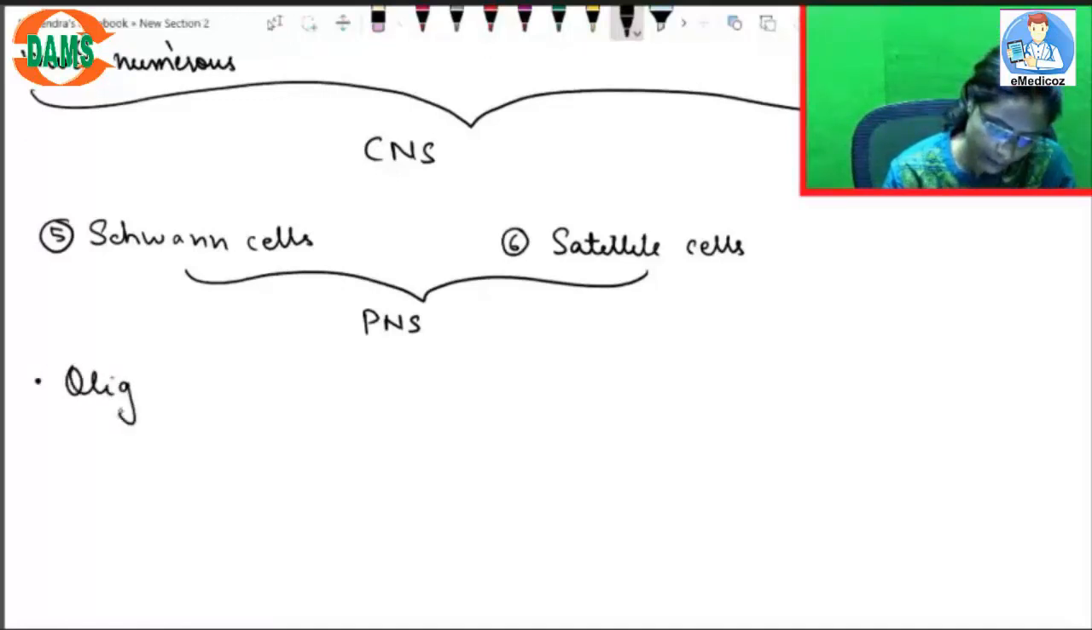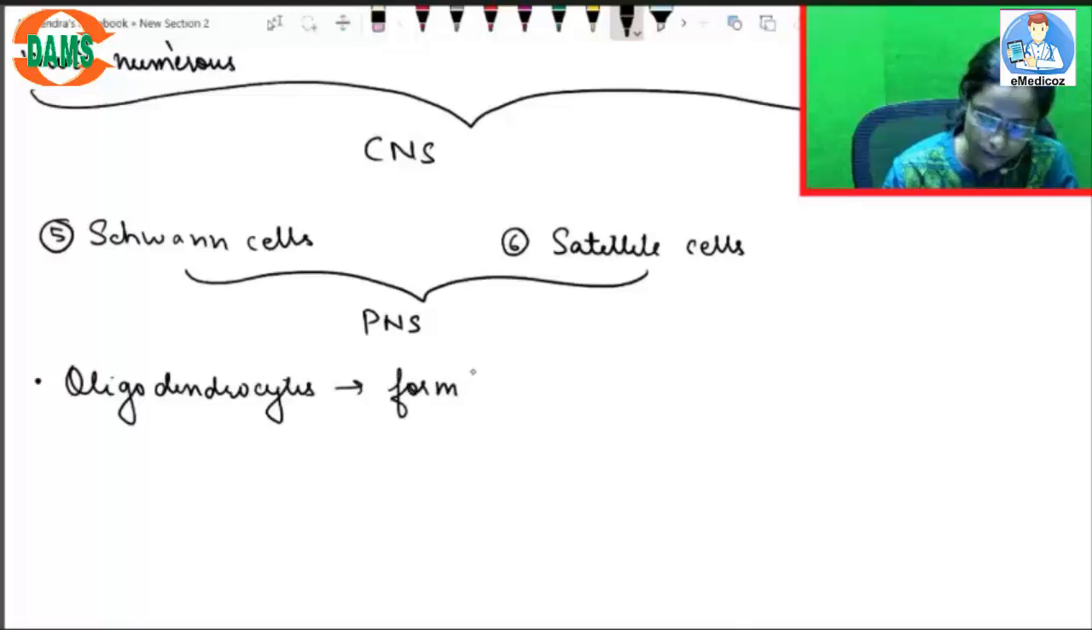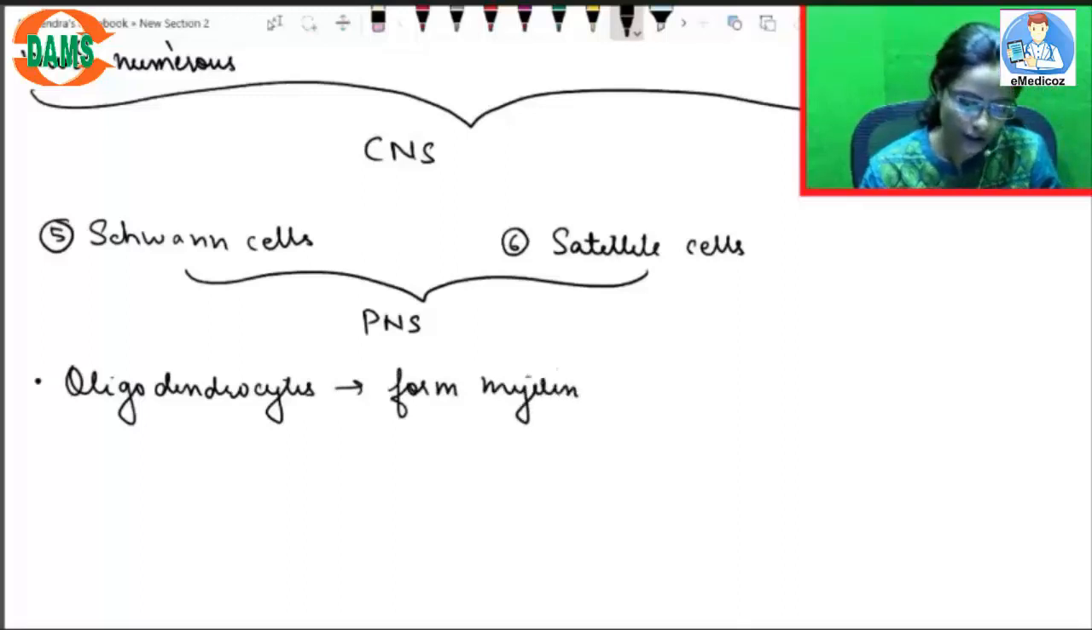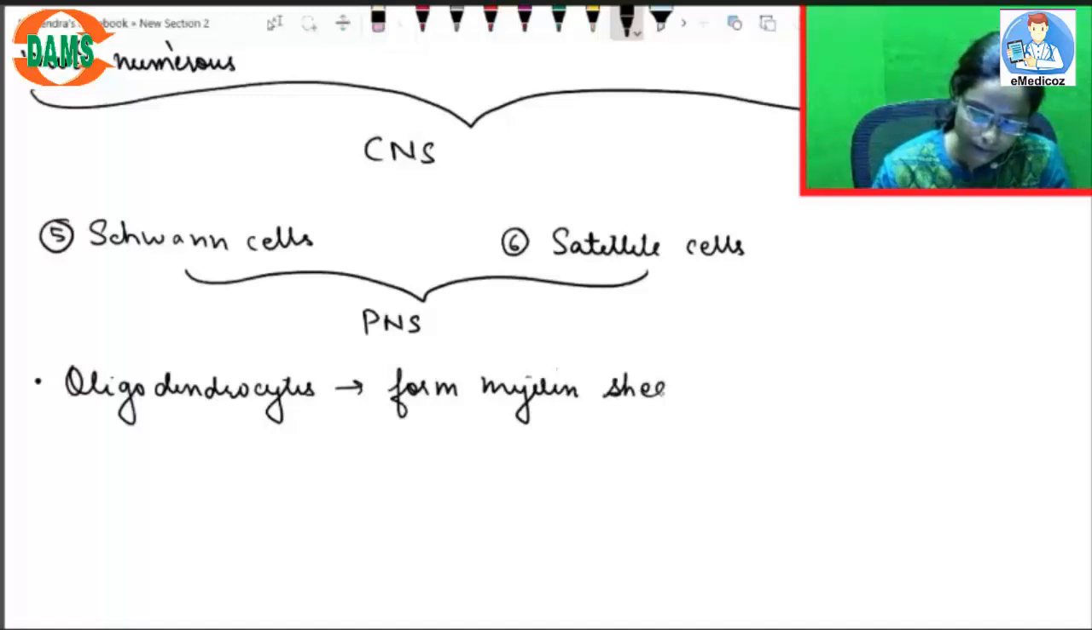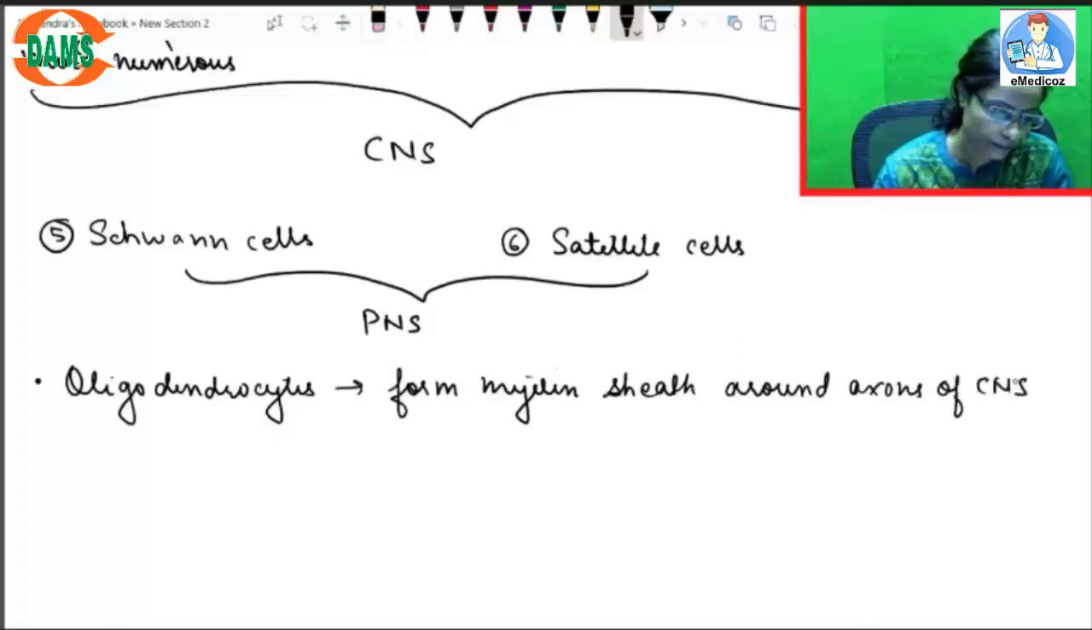Oligodendrocytes form the myelin sheath around axons of the CNS. Microglia.